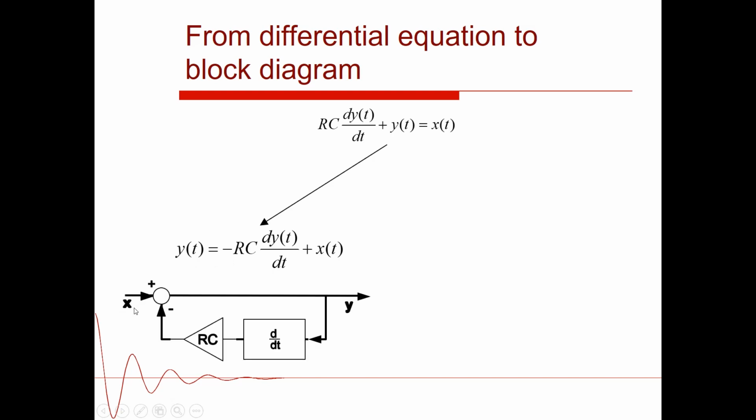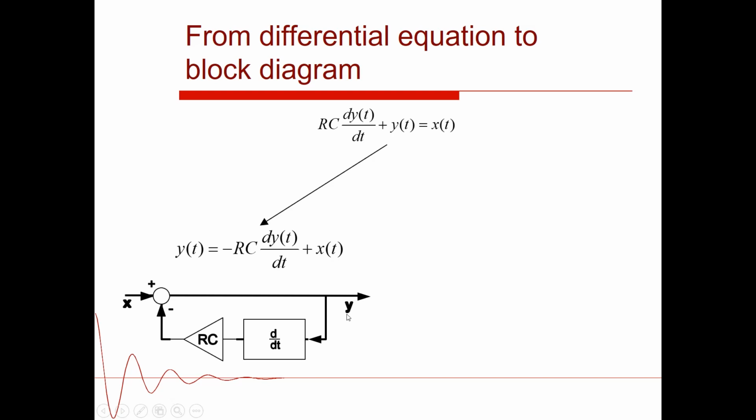Again, we have our input signal x over here, and we have our output signal y to the right side of my block diagram. We take the derivative of y, which is expressed over here. We multiply it by rc, and we subtract that from x, and the output signal of this expression is my new output signal y. So that's the first approach.